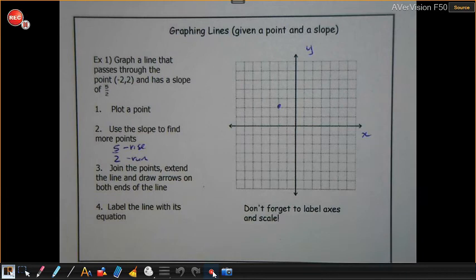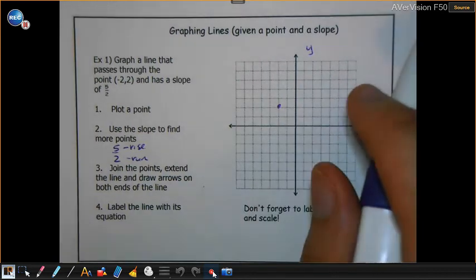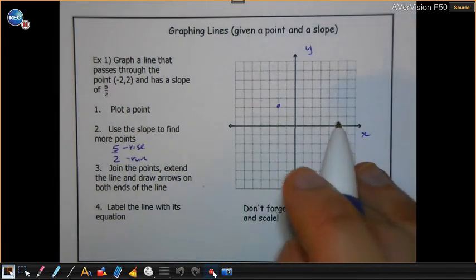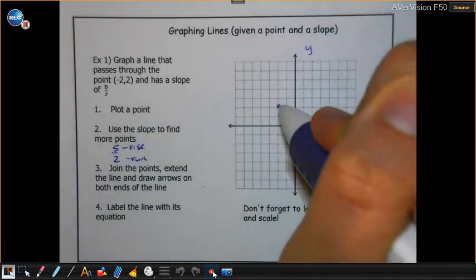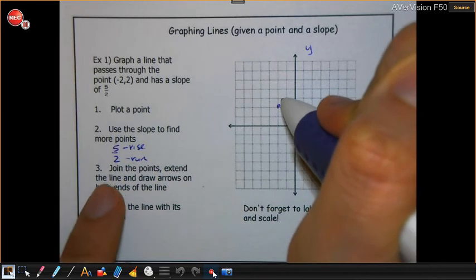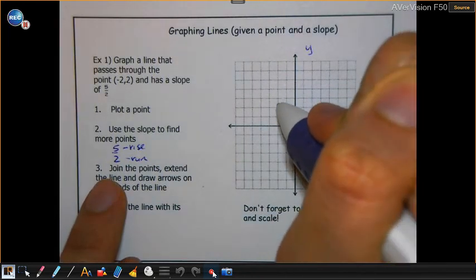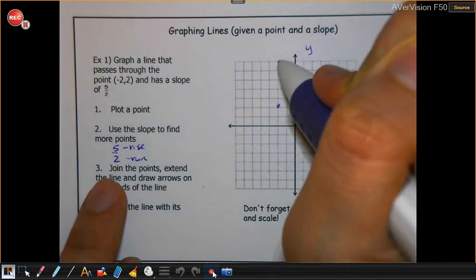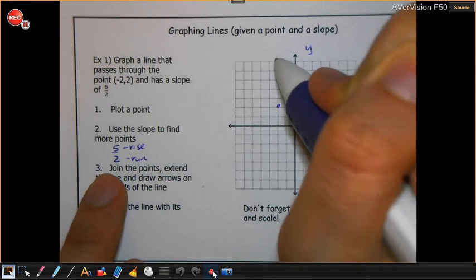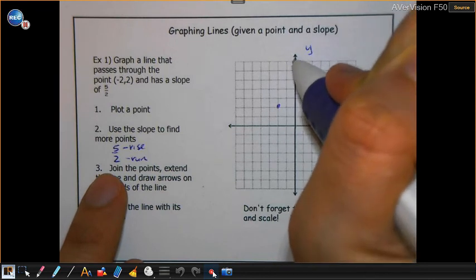Okay, so what I'm going to do is apply the slope to plot two other points. And the way I'm going to do this is, from the point that's given, we know the rise is positive 5, so we're going to go up 5. Run is positive 2, so we'll go right 2. So that's another point on the line.